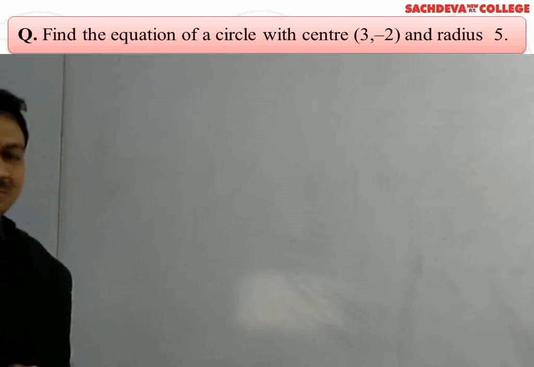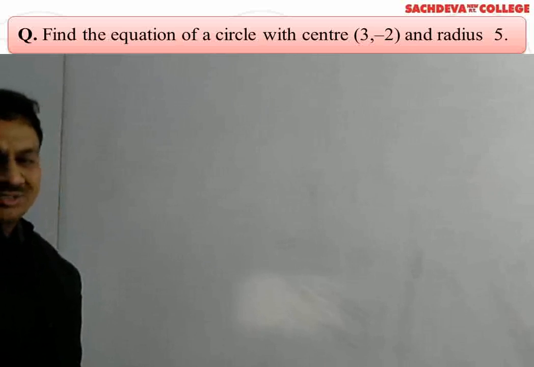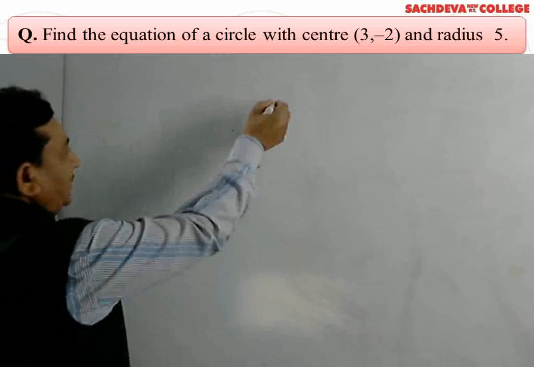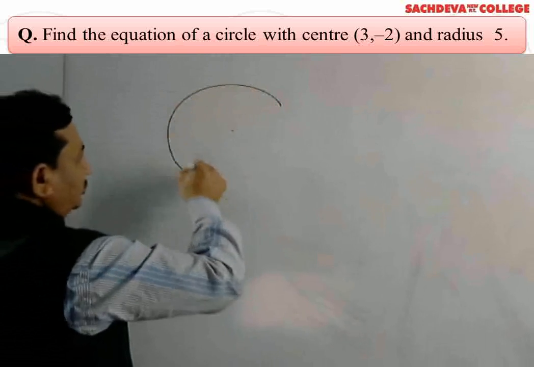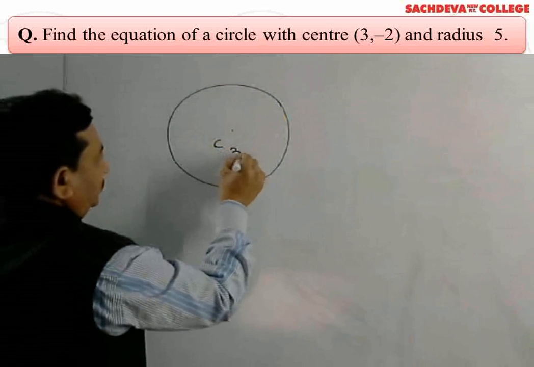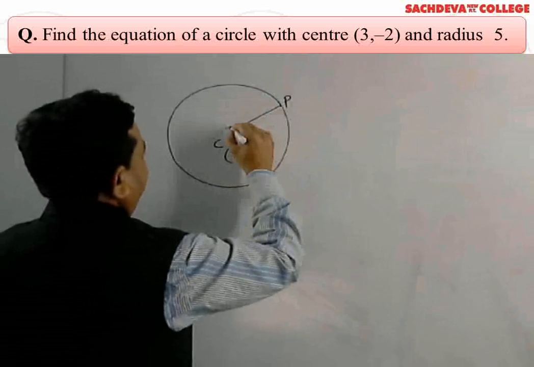Now we discuss the next problem. Find the equation of the circle with center (3, -2) and radius 5. We want to find the equation of a circle whose center is (3, -2). The center point is (3, -2) and the radius of the circle is 5 here.